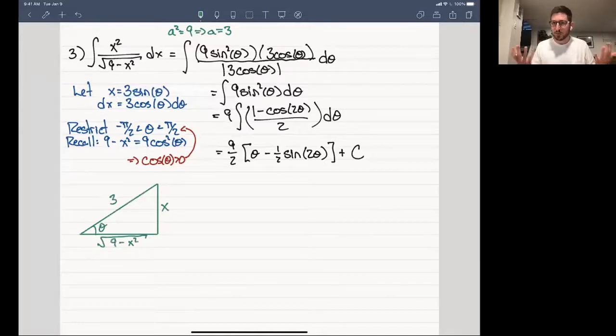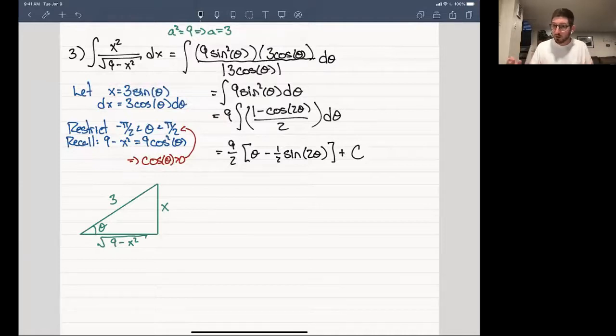Now, here's a problem, right? We can see an issue has arisen. And that issue is that I don't have a way of finding out what sine of 2 theta is explicitly from this triangle. I don't know what happens if I double up the angles here. It's not as simple as just doubling every side of the triangle. Things are going to get messy.